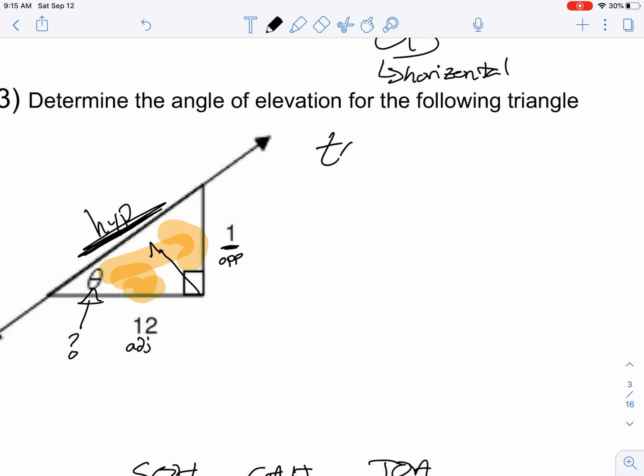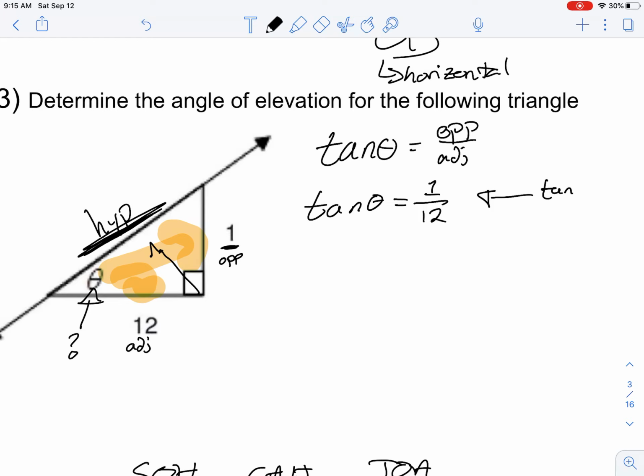So if we look here, tan of the angle equals opposite over adjacent, like it always does. But in this case, if we're talking about it in terms of this angle, it would be 1 over 12, okay? Now, this is the tan ratio. If you plug this into your calculator, you're finding the tan ratio, which is sometimes what we have to find.